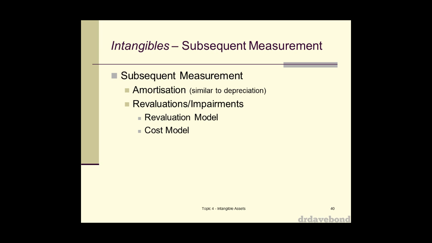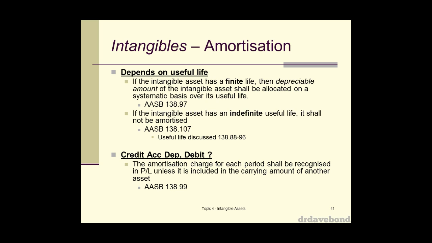So subsequent measurement: we've got amortization instead of depreciation, we've got revaluations, and we've got the cost model. The main difference between amortization for intangibles and depreciation for property, plant, and equipment is identifying whether that intangible asset has a finite or an indefinite useful life. That is the critical point. If it has an indefinite useful life, then you do not amortize it.